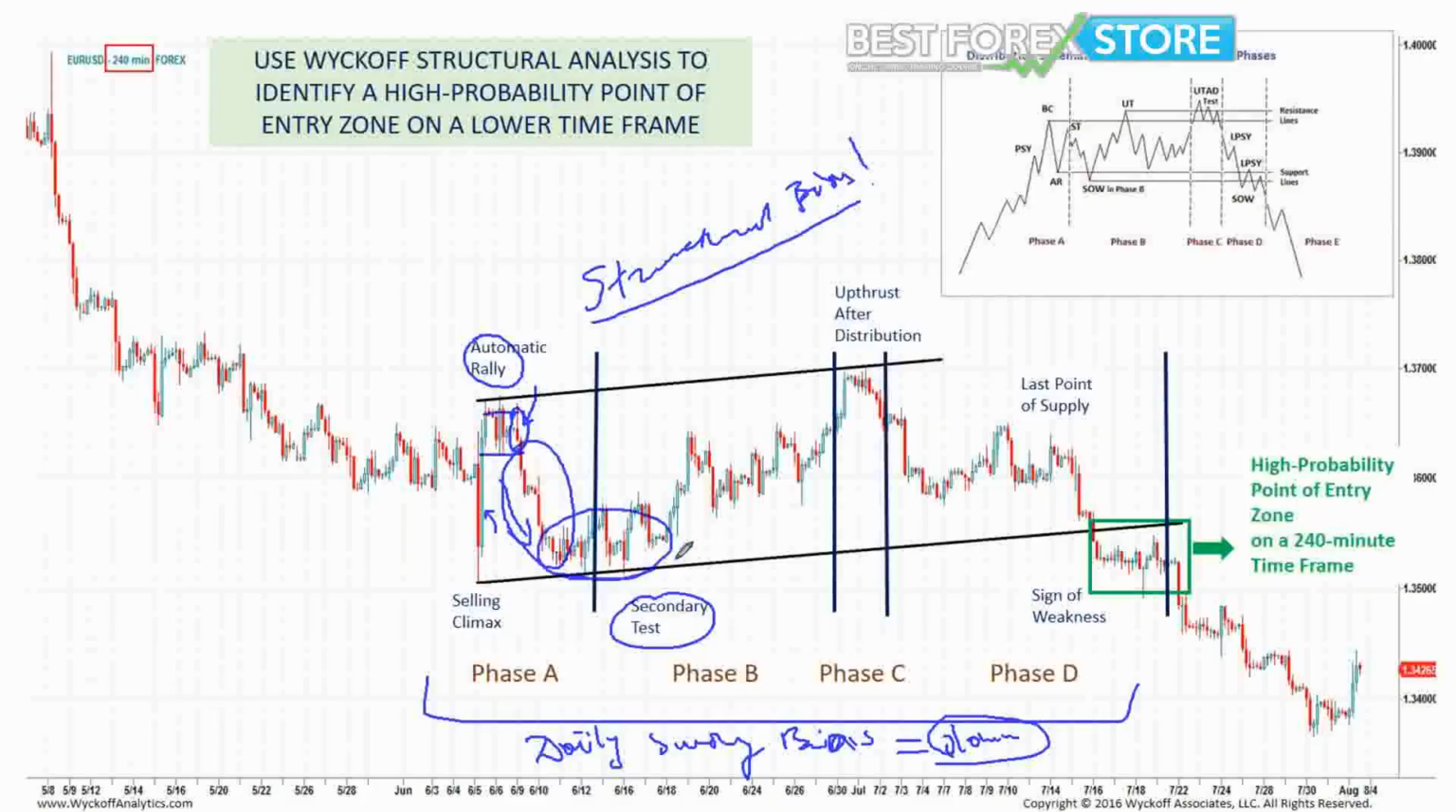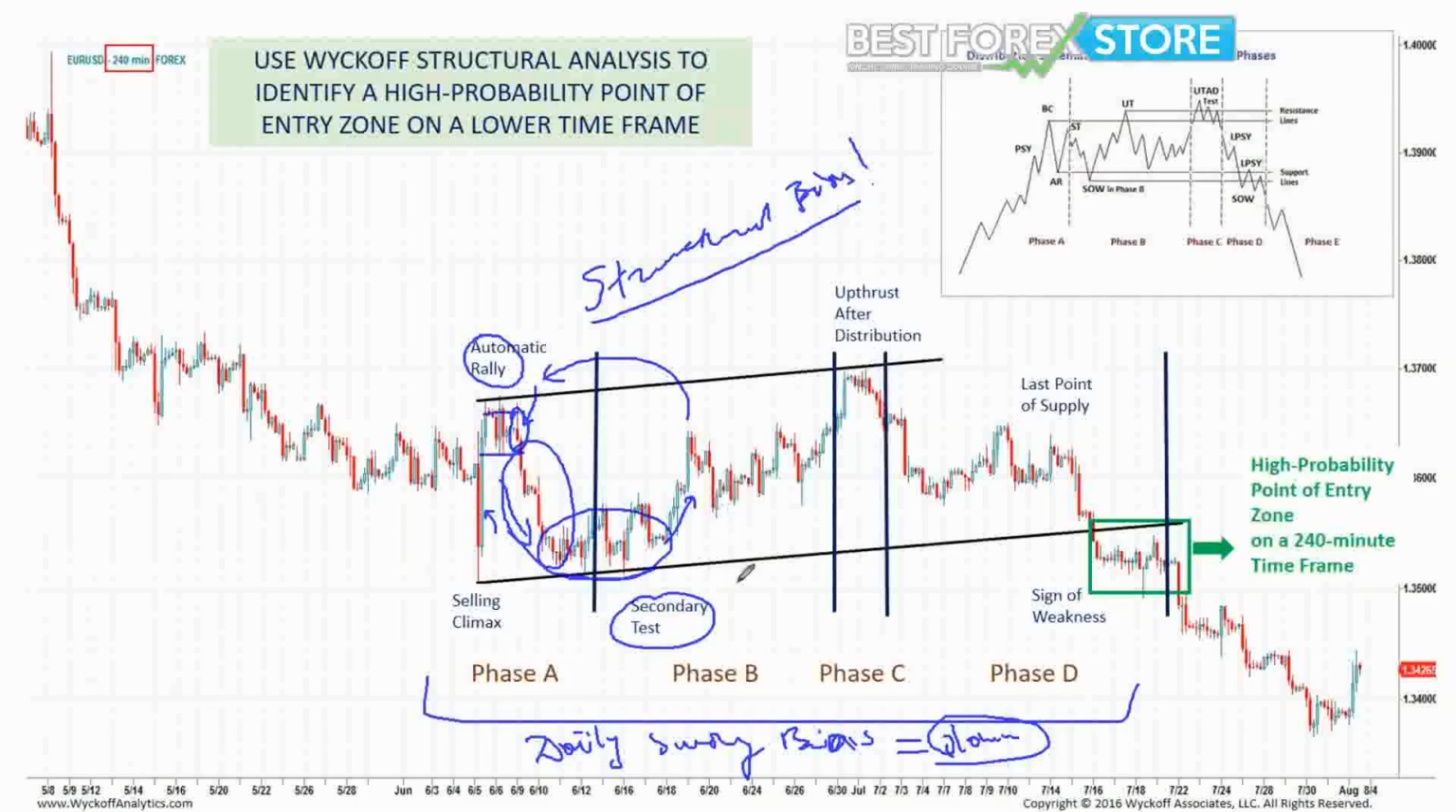Then here, as we're starting to go up, what's the daily swing bias? Still down. Still down, but what's the structural bias? Up. Up, yeah. So we have this mix, right? Structural is up because we experienced a secondary test in B, and we are waiting for the test of the automatic rally, and yet the daily swing is down.